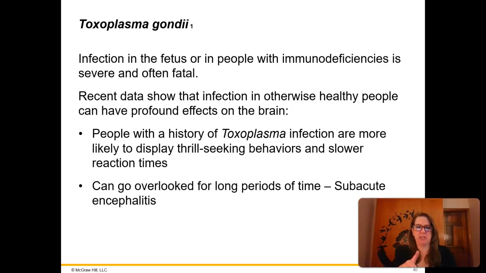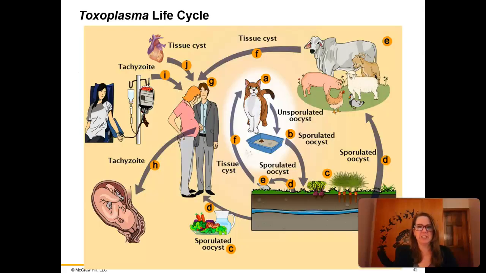Now, here's an interesting tidbit: we're not normally testing people for toxoplasma, okay? But they have looked at research of individuals that have thrill-seeking behaviors and slower reaction times, and it appears that there's a correlation with a history of toxoplasma infections. So it's kind of interesting to see underlying reasons for some behavioral health changes. Now, some of these infections can go overlooked for long periods of time and result in what we call subacute encephalitis. So it goes undetected until it's a bigger issue, but it's just a subacute infection of the brain. So here is the life cycle.